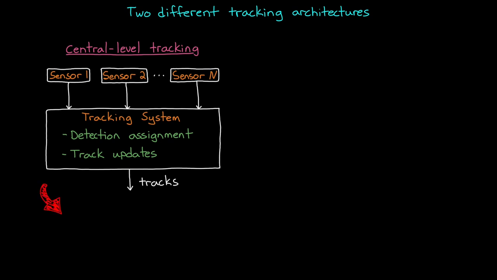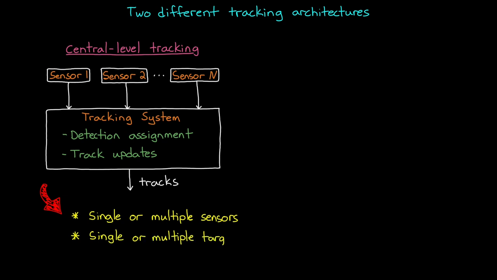Now, with this architecture, we could have just a single sensor or multiple sensors that are blended together. And we could be tracking just a single target or multiple targets. And the targets themselves can be point objects or extended objects. As long as sensor measurements feed into a central tracker, no matter what it's tracking, we can think of it as a central level tracker.